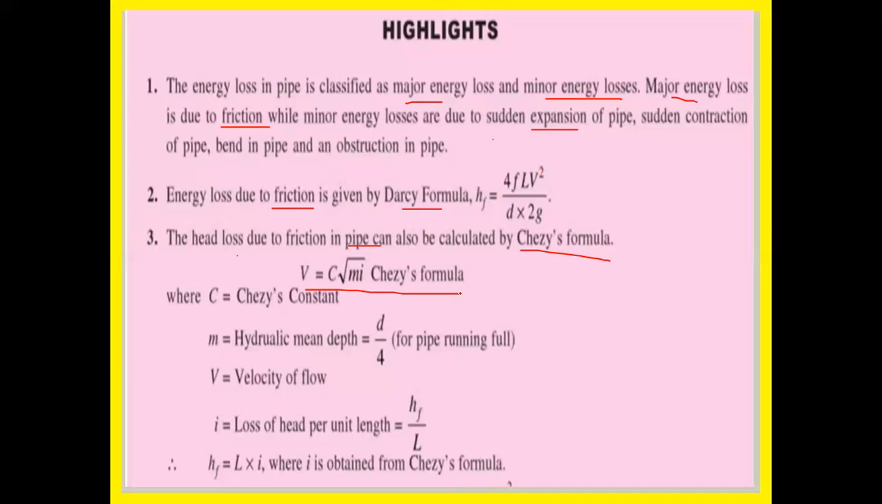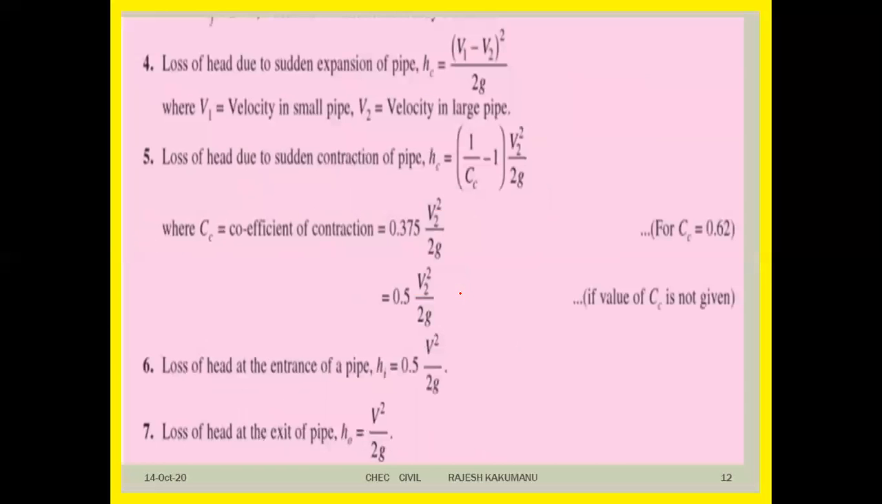So we have 2 formulas, that is Darcy formula and Chezy's formula. Darcy formula: hf is equal to so and so. Chezy's formula: V is equal to so and so, where C is equal to Chezy's constant, m is equal to hydraulic mean depth, right? And V is equal to velocity of the flow. Then i is equal to loss of head per unit length, that is hf by capital L. Therefore, hf is equal to L into i, where i is from Chezy's formula.